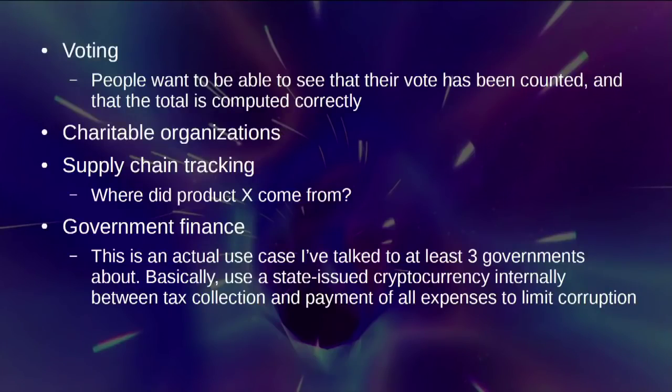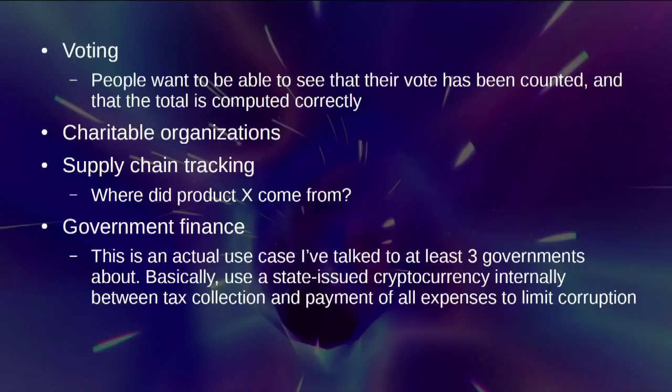Supply chain tracking: where did product X come from? You might have some series of links. Each of these links is represented on the blockchain, and you might want to be able to trace back any single product through the blockchain if you have some kind of identifier that identifies at least the specific product.